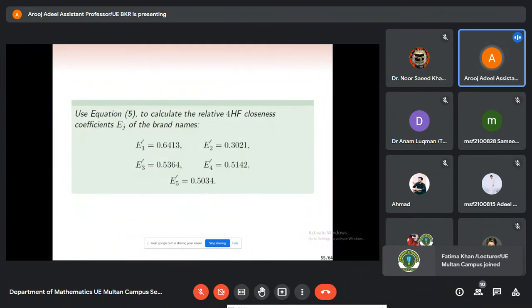Next, we move towards the last step, which is the relative closeness coefficient. Here we calculate the relative 4 polar Hesitant fuzzy closeness coefficient of the brand names, which gives 5 final values. From these 5 final values, we will be able to rank the brand names and find the best brand name. Here we can see their ranking, that 3 and 1 is the best brand name for selection, and their ranking is also given in this slide.